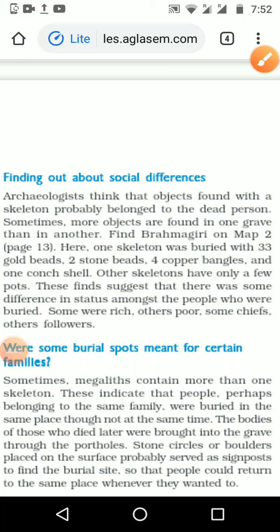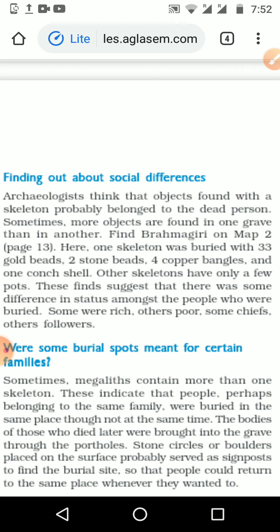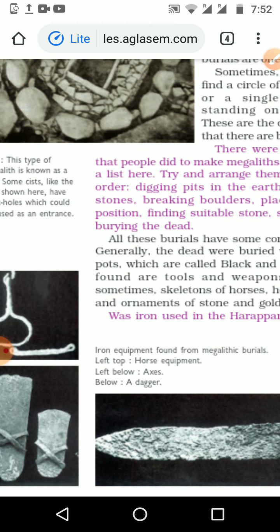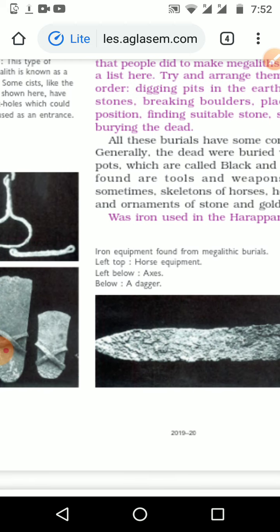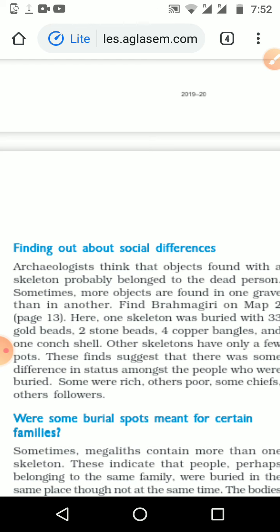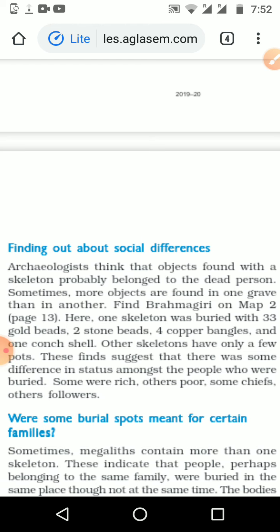Very good morning, students. We are starting to think about burial places and books, what they say, and books. We already spoke about the Rig Veda. Now we are thinking about the burial spot and what information we get from it. We have seen some things in the last chapter about the weapons and ornaments they used, and how their burial places were, and finding out about social differences. With the help of burial places, can we find out any social differences?